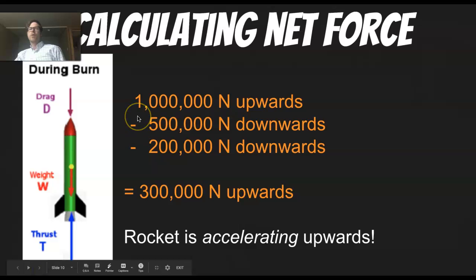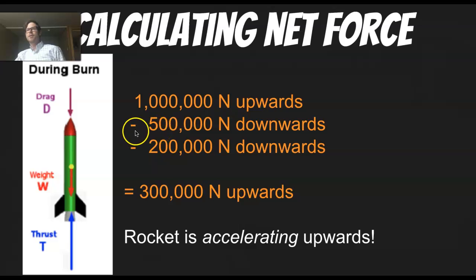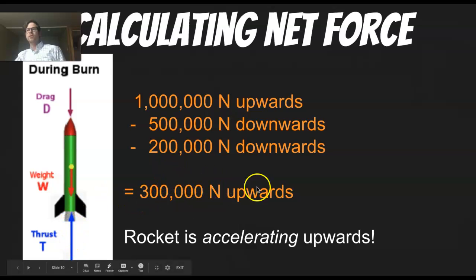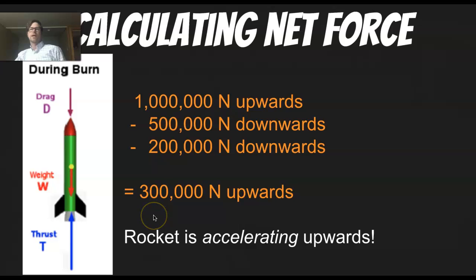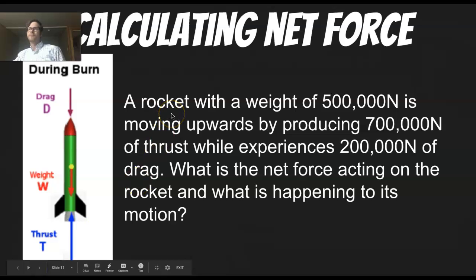So let's take a look. We said thrust was 1,000,000 newtons. It's 1,000,000 newtons upwards. That's represented by the blue arrow here. But we've got to subtract the ones that are pulling it in the opposite direction. So 500,000 newtons are pulling down. That's the weight. 200,000 additional newtons pulling down, that's the drag. So when you subtract those all, you get 300,000 newtons, and the net force is going to be in the direction of the biggest force, which happens to be the thrust. It's 300,000 newtons upwards is the net force, and it tells us the rocket is accelerating upwards, right? It's changing its motion in an upwards direction.